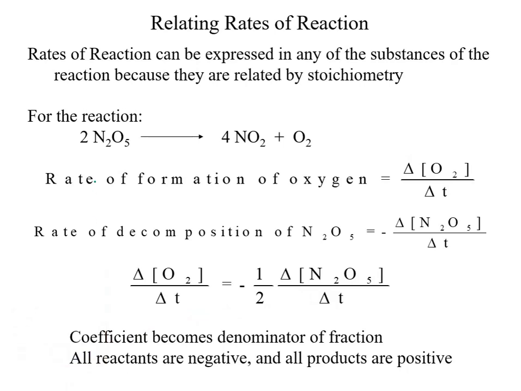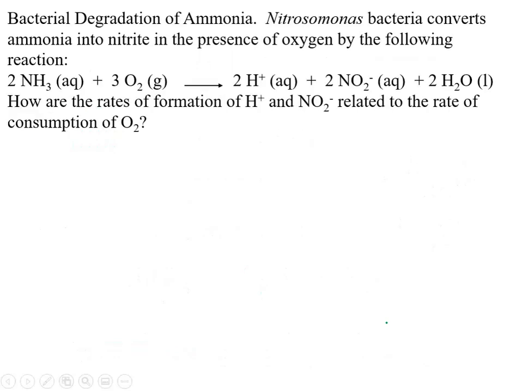And so where does the half come from? You take whatever stoichiometric coefficient is there and you put it as the denominator. So the coefficient here becomes the denominator there. All the coefficients become the denominators of the fractions. So let's see how we apply that.